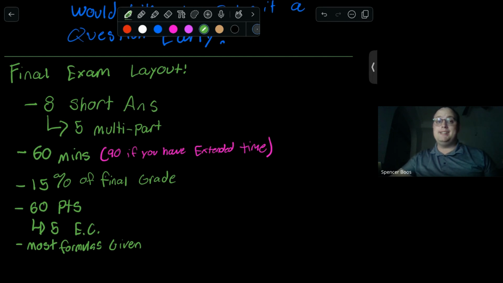Everybody will be getting 60 minutes for the exam, 90 minutes if you have extended time. If you have extended time, you know who you are. In both classes, this is worth 15% of the final grade, 60 possible points. There are 5 points of extra credit possible as well. Additionally, those 5 extra credit points will be given after you turn in your exam. So you need to turn in your exam and then turn in that extra credit after.